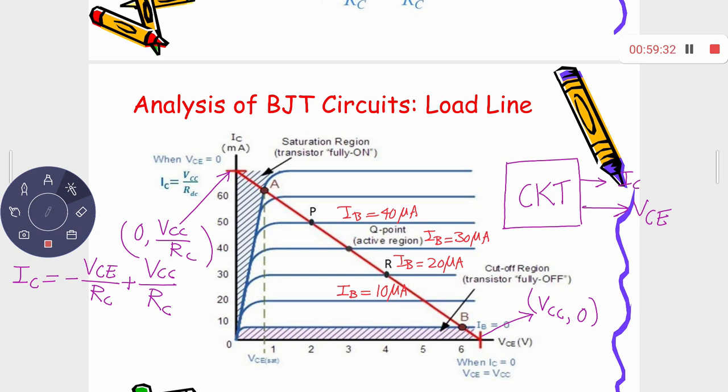Say for example, now suppose you have selected IB equal to 20 microampere. How to select this? How to get this IB value? You have two parameters. One is your VBB, second one is your RB and VBE on. So based on that, you can select what is my IB. And suppose you have tuned the IB to 20 microampere. And you know that this is the characteristic curve for IB is equal to 20 microampere.